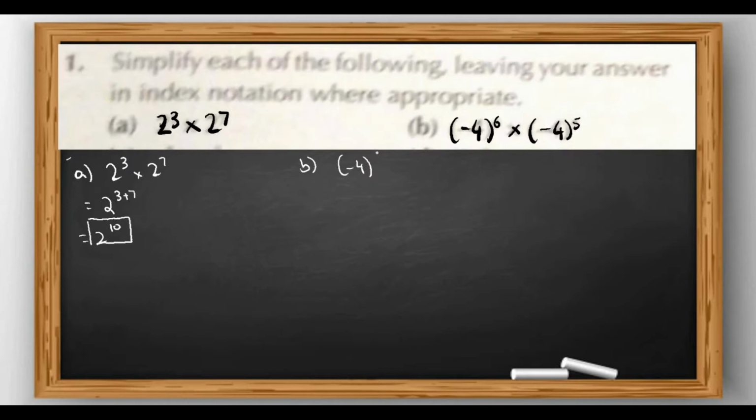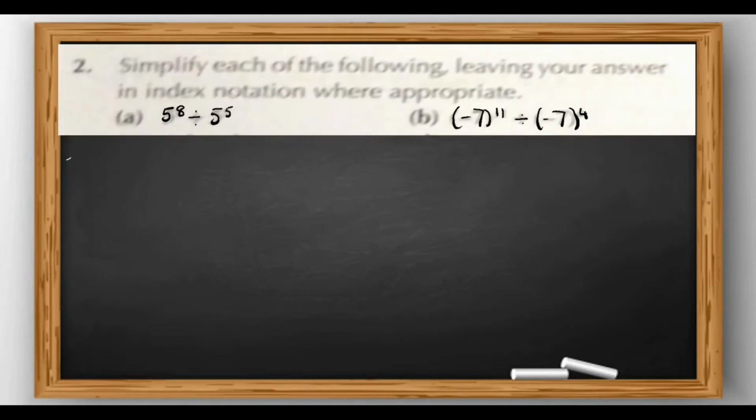Minus 4 raised to power 6 multiplied by minus 4 raised to power 5. You will write minus 4 as it is, raised to power 6. As the sign is multiply, you will add the powers. So this will become minus 4 raised to power 11. And this would be your final answer. Moving on to question number 2.